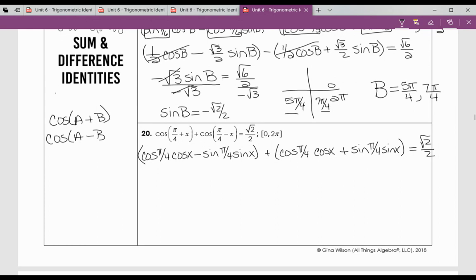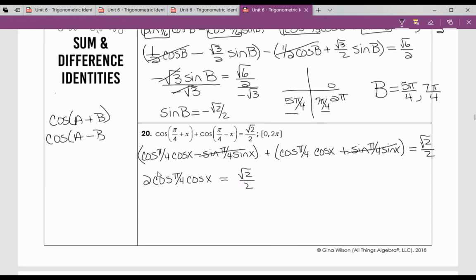Now, one thing you can do here is you can go straight across before you make substitutions. So I'm going to do this just a little bit different. Cosine pi over 4 cosine x plus another one gives me 2 of those. So I'm combining like terms before I make any substitutions. Negative sine pi over 4 sine x plus will cancel. So I end up with that square root of 2 over 2.